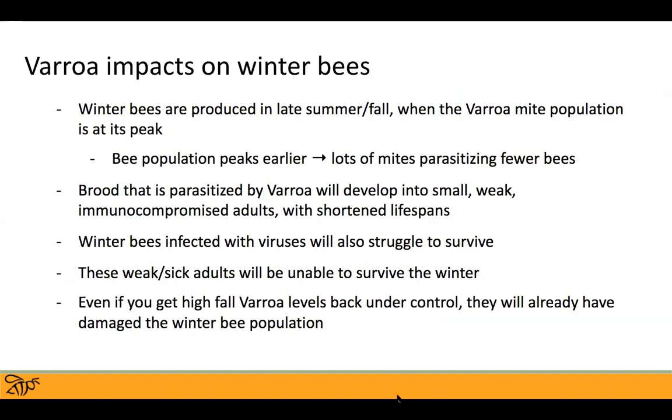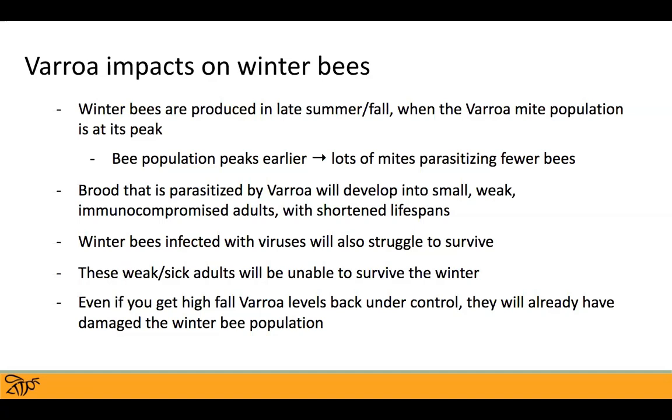All right, so where do Varroa mites come into this? So these winter bees start to be produced in late summer or early fall, so usually around August. And that is also when the Varroa mite population is reaching its peak. So the bee population peaks earlier in the summer. So by this point, there are fewer bees and less brood in the colony. So that means that you have lots and lots of mites parasitizing way fewer bees. So you're going to have a lot more damage from these mites.